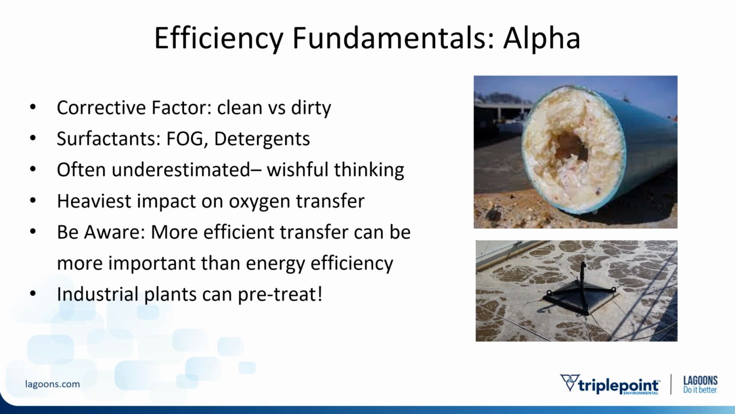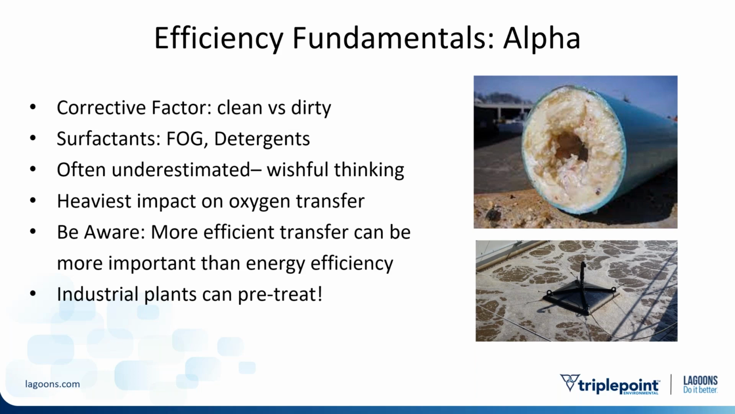And this factor, the alpha factor, has the heaviest impact of any aeration calculation on oxygen transfer. It's more important than elevation and pressure and that sort of thing. It's the biggest lever to pull to decrease oxygen transfer. So it's important to be aware of what the alpha factor is in your plant, or what the contributors are that detract from oxygen transfer in your plant. Do you have lots of fats, oil, and greases, or detergents? Do you have an industrial plant somewhere in your process that's sending some nasty stuff that's actually inhibiting treatment in your facility?